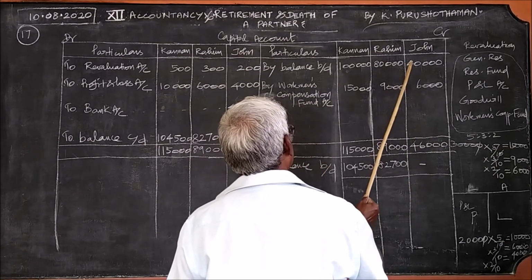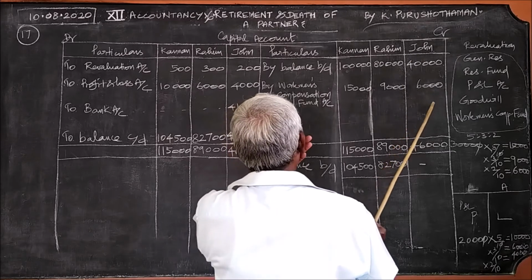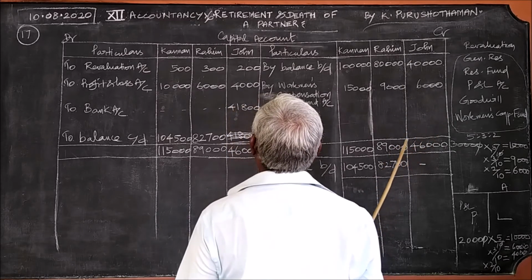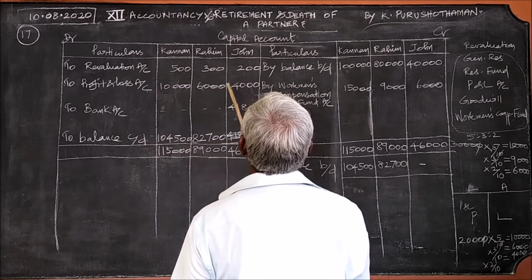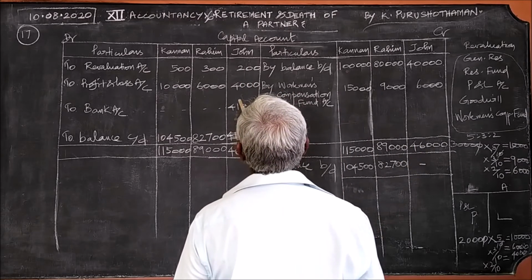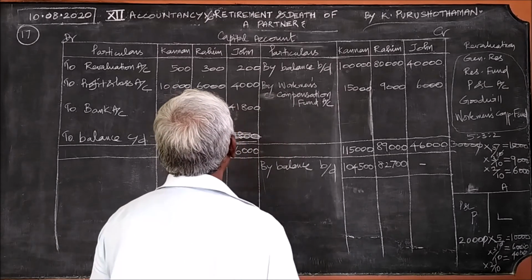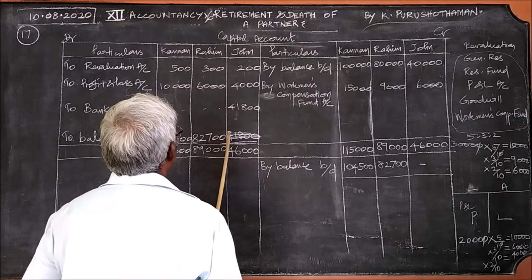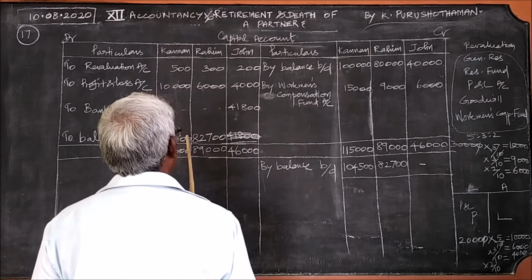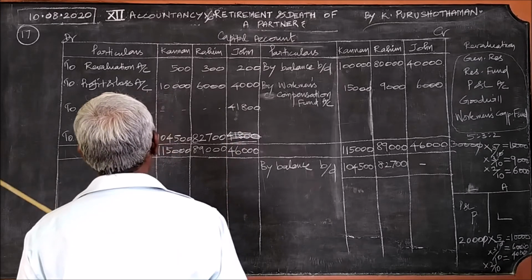46,000. But here 4,200 only. What is 46,000 we are writing on both sides? What is the balancing figure here? What is the missing amount? 41,800. 41,800. Why don't we write it here?